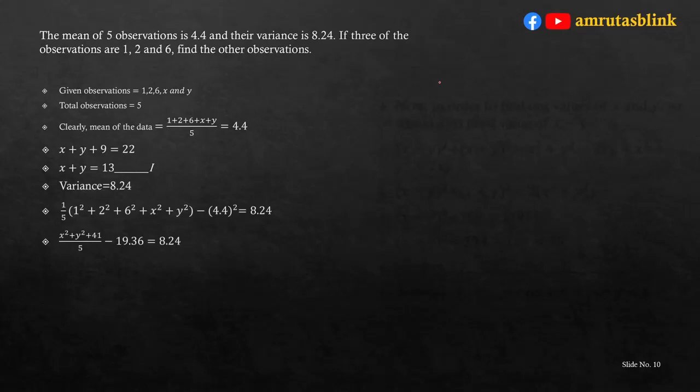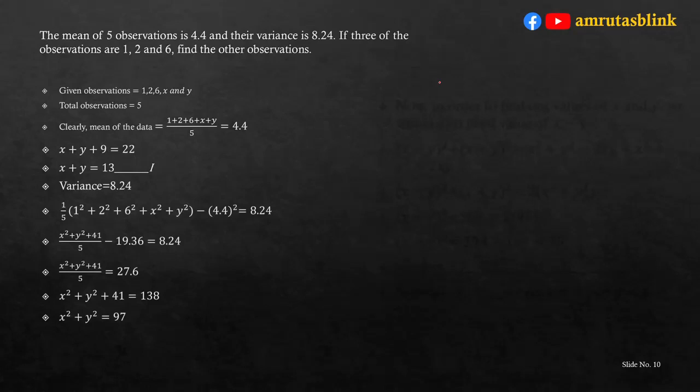Now, how did we get 41? 1 square plus 2 square plus 6 square is equal to 41. 4.4 square is 19.36. 5 as it is, 8.24 as it is. So, x square plus y square plus 41 upon 5 is equal to 8.24 plus 19.36, which is 27.6. Hence, x square plus y square plus 41 is equal to 27.6 into 5, that is 138, and hence x square plus y square is equal to 97.